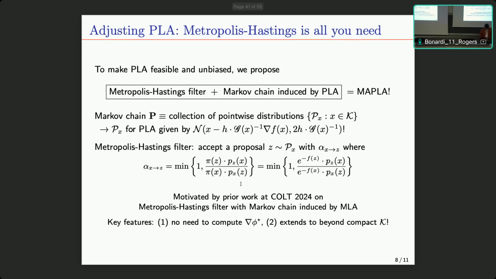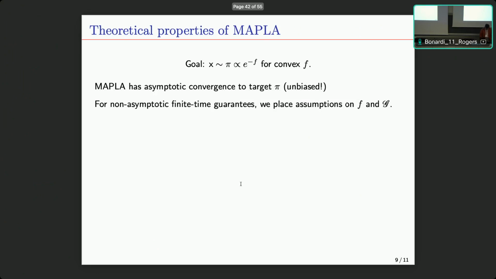And this was motivated by prior work at Colt on adding a Metropolis-Hastings filter for the Markov chain induced by the mirror Langevin algorithm. And here for MAPLA, the key features are that there is no need to compute the gradient of phi star, which you would need for Metropolis-adjusted MLA. And it also extends beyond compact supported distributions. So theoretical properties of MAPLA are as follows. There is asymptotic convergence to the target pi, so it is unbiased.